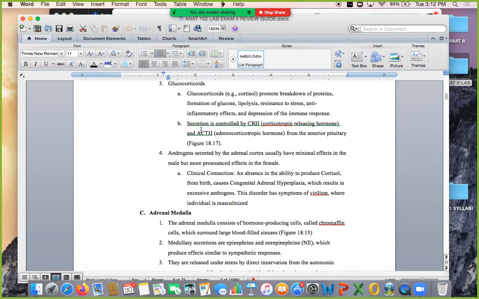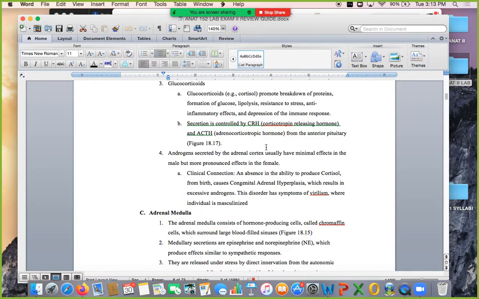Moving on. Okay, so glucocorticoids are going to help break down proteins, create glucose, break down lipids, and help with stress resistance. They also have an anti-inflammatory effect, but they are going to help reduce the immune response. They are regulated by CRH, corticotropin releasing hormone, and ACTH, both from the anterior pituitary. And we talked about the anterior pituitary a little bit earlier.